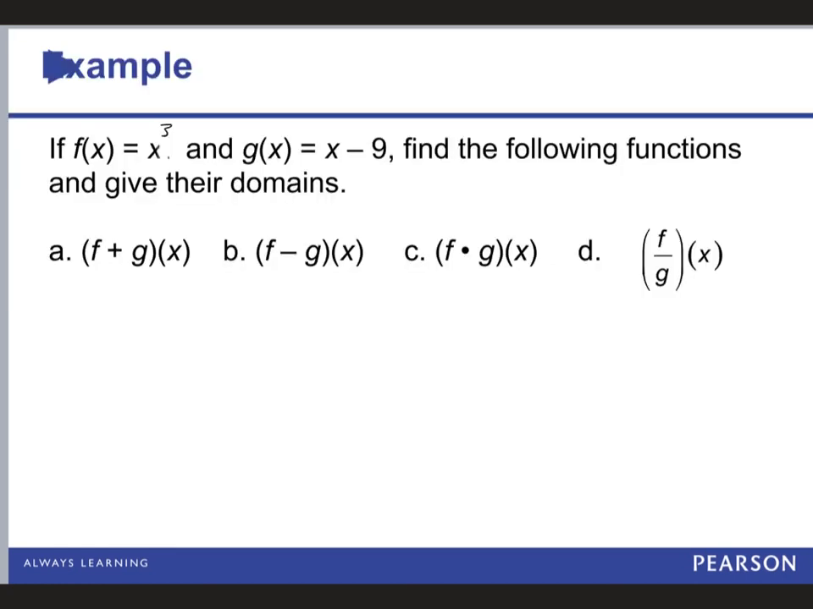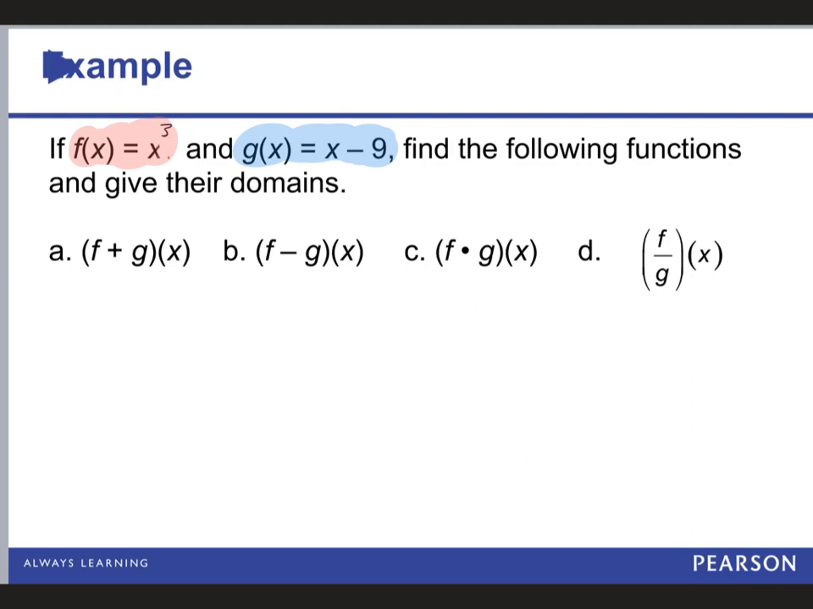All right, in this example, we have two functions. One function named f is x cubed. So that means we take the input and we multiply it by itself 3 times. The other function is g, and for g, the instructions are that we subtract 9. So we take the input and we subtract 9. How do we add them, subtract them, multiply, and divide them?